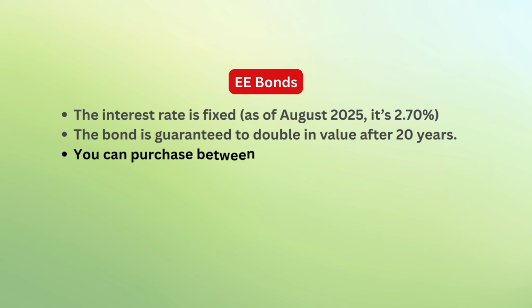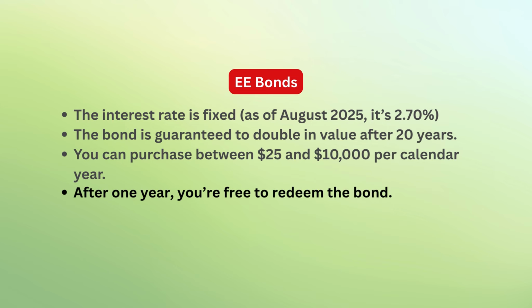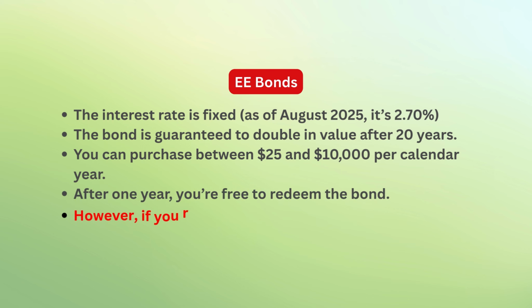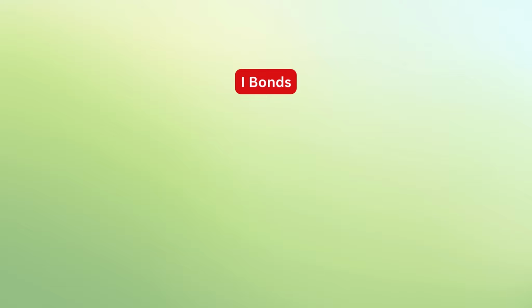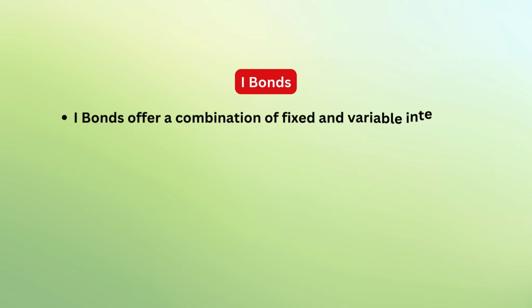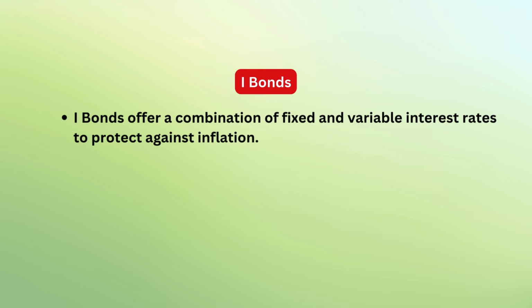You can purchase between $25 and $10,000 per calendar year. After 1 year, you are free to redeem the bond. However, if you redeem it before 5 years, you'll incur a penalty of 3 months interest. I-bonds. This is the bond we'll focus on today. I-bonds offer a combination of fixed and variable interest rates to protect against inflation.